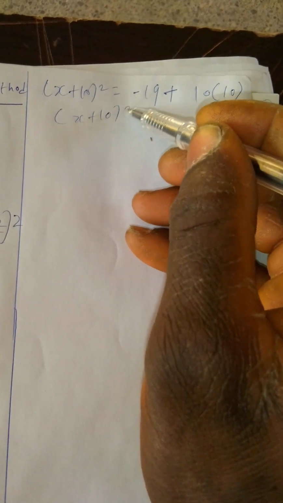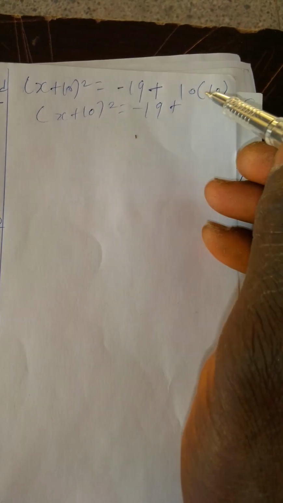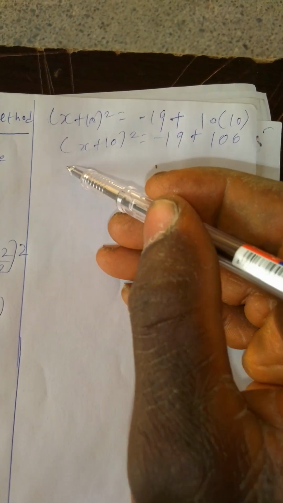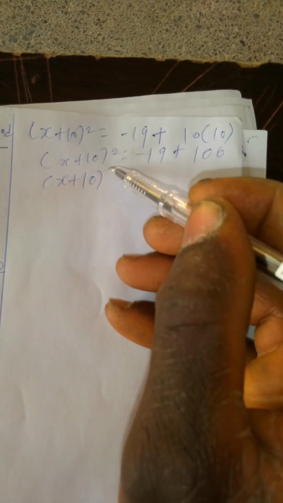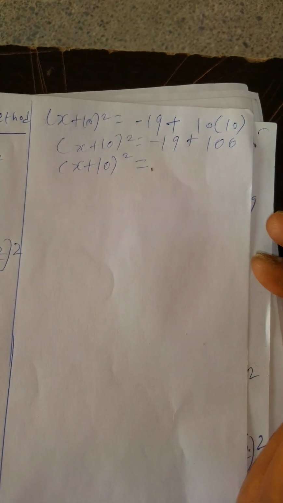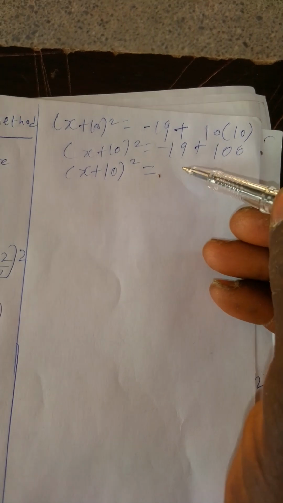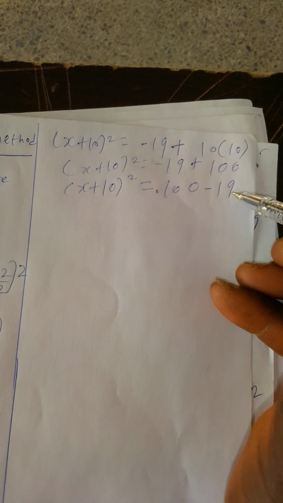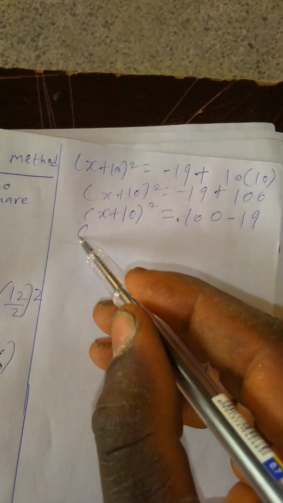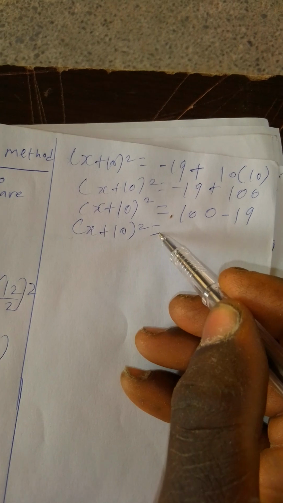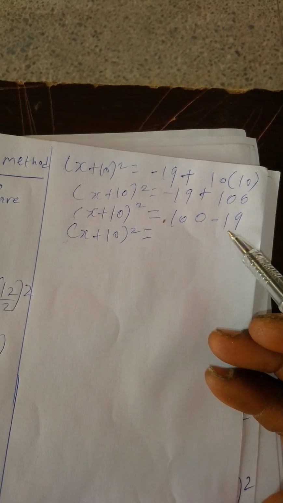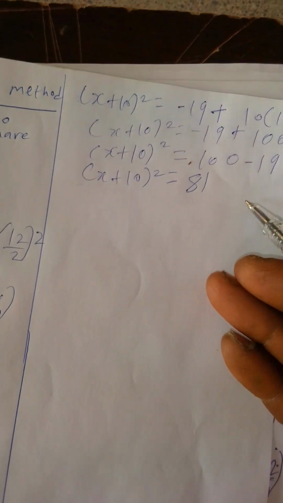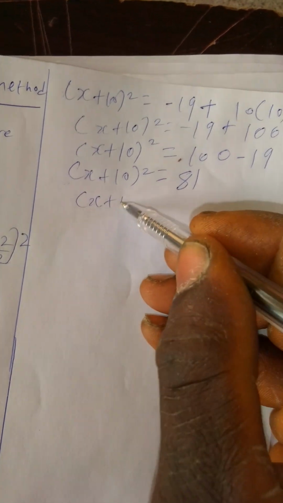So we have x plus 10 squared equals to minus 19 plus 10 times 10, which is 100. So we have x plus 10 all squared equals to minus 19 plus 100, which is the same thing as 100 minus 19. Are you following? So we have x plus 10 squared equals to 100 minus 19, which is 81.